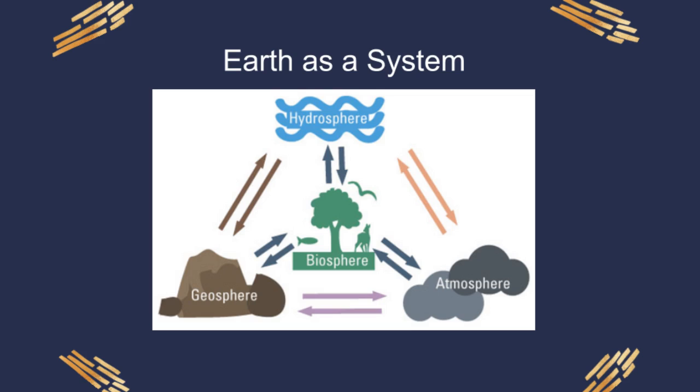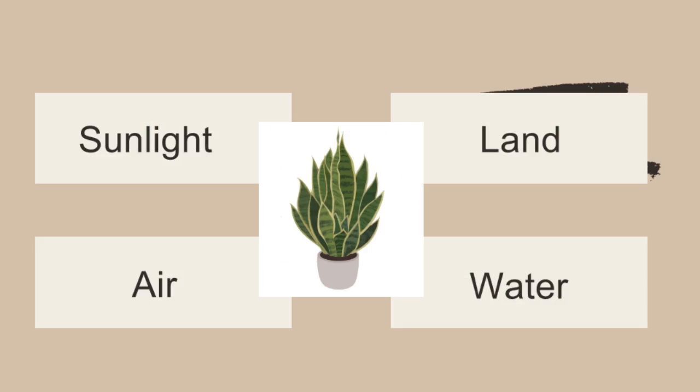Now, let's try to relate it with the present. Why is it called a system? Let's try to analyze it with this scenario. Now I have a picture of a snake plant. These are the variables that make it alive. We have sunlight, land, water, and air. What if there is a lacking variable? Will the plant survive?